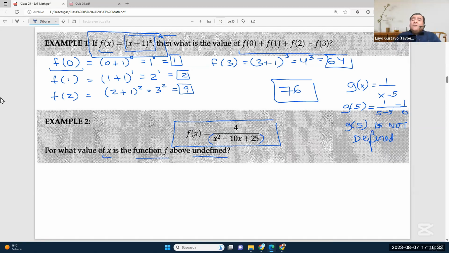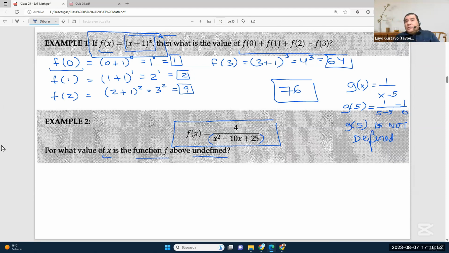Because for the value of x that precisely makes the denominator 0, that value doesn't exist, right? 4 divided by 0 doesn't exist. So which value of x makes the denominator 0? Actually, the value of 5.